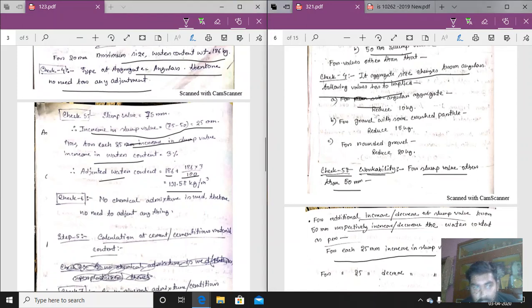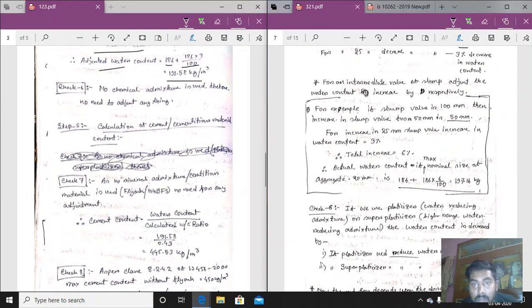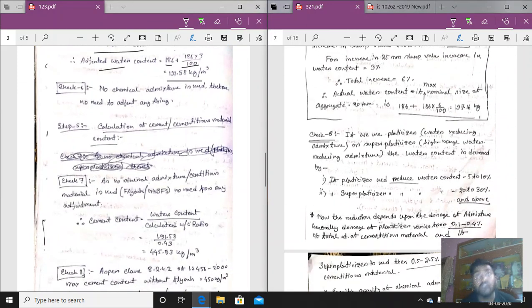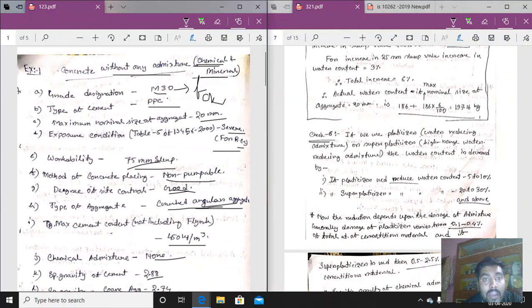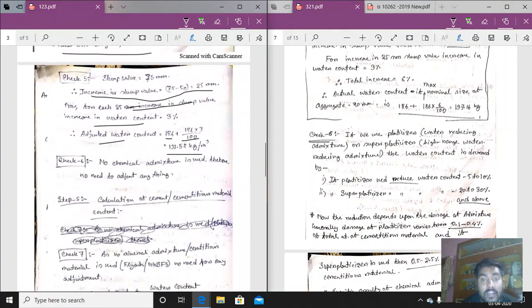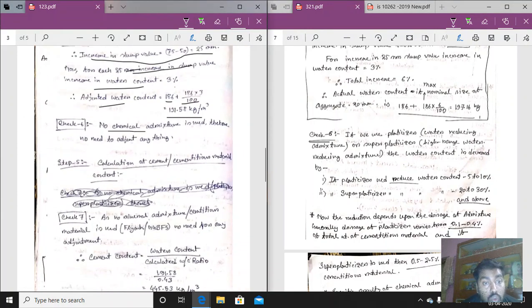Check number 5 has been done. Now coming to check number 6, a very important check for the admixture. Here in the first stage it has been specified that there is no chemical or mineral admixture, so check number 6 will be neglected because no chemical admixture is used, therefore no need to adjust anything. So no adjustment for check 6 will be done here.